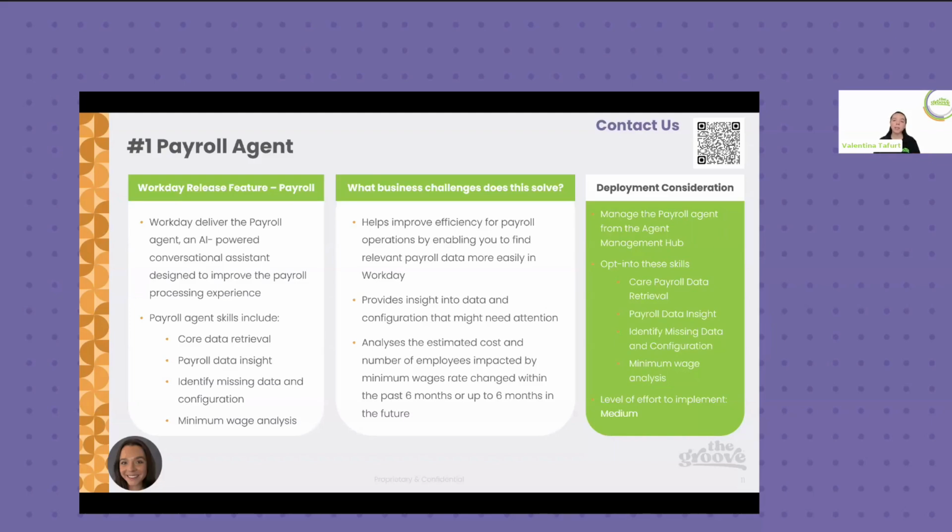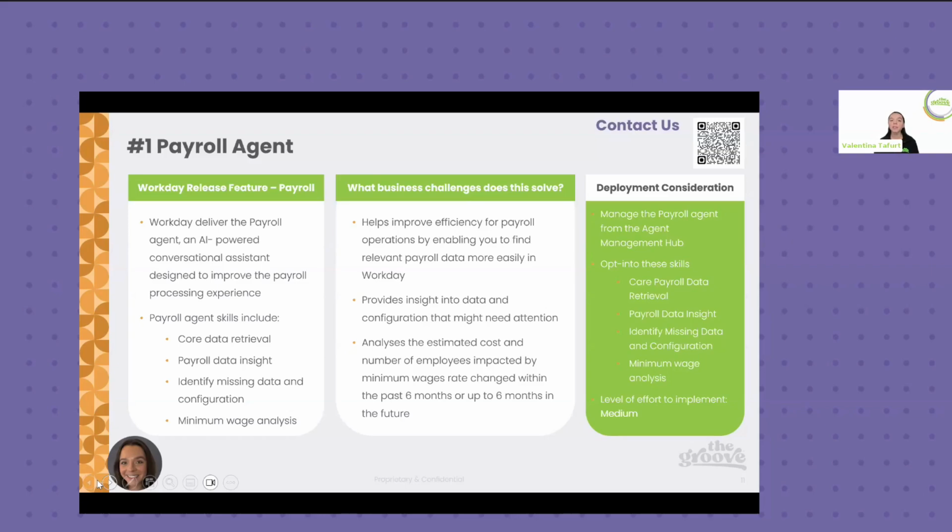The payroll agent also has a new skill of identifying missing data and configuration. And Workday's example for this is payment elections. And so you can ask the agent, please find any worker that has missing payment elections and notify the workers that they have missing payment elections so they can complete the task. So this is the agentic part of this chatbot, right? You can delegate it to send this notification to let employees know that they need to update their payment elections.